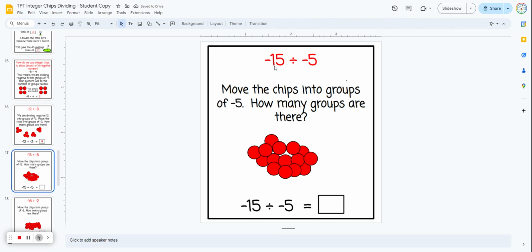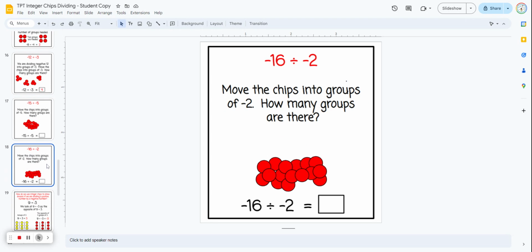Next one, we've got -15 divided by -5. This time we're going to move all of these negative chips into groups of -5, and then we're going to count the groups. We'll do the same thing on the next slide.